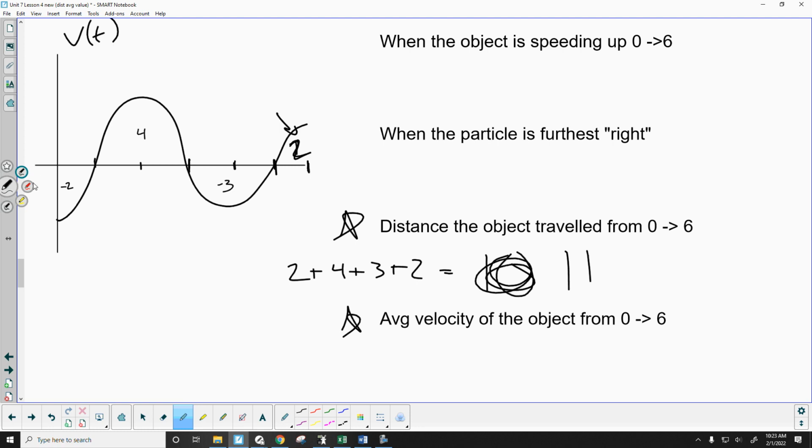Oh, man. Well, if we remember, the average of something, I'm not going to give you the answer, would be 1 over b minus a, integral from a to b of what we're trying to find the average of. Maybe that'll help you guys. It is just 1/6 because 0 to 6 is the displacement. It's -2 plus 4 minus 3 plus 2, which is 1.